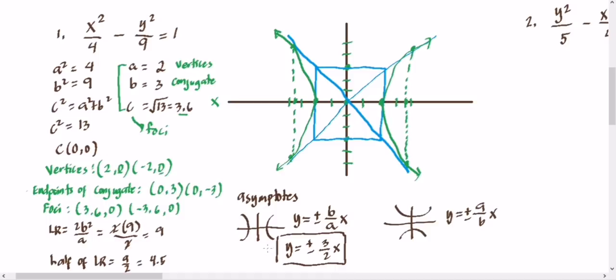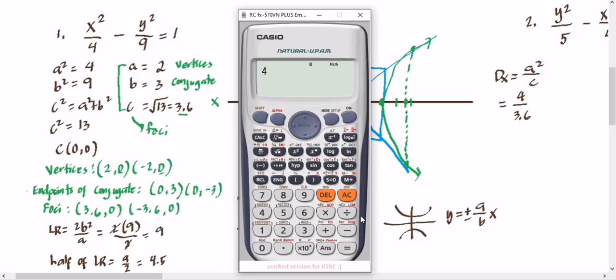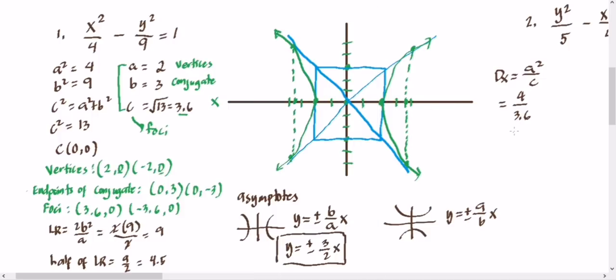Okay? Next, meron pa tayong dapat kunin, yung directrix line. Ang directrix line natin, meron tayong formula na dapat gamitin, that is a squared over c. So, compute lang natin a squared over c. Ang a squared ay 4. Then, yung c natin ay 3.6. So, i-calculate lang natin yan. So, 4 divided by 3.6, that is equal to 1.1. So, lagay lang dito 1.1.